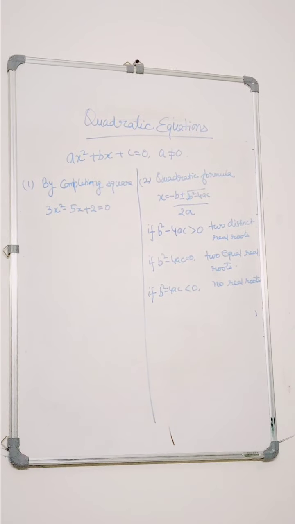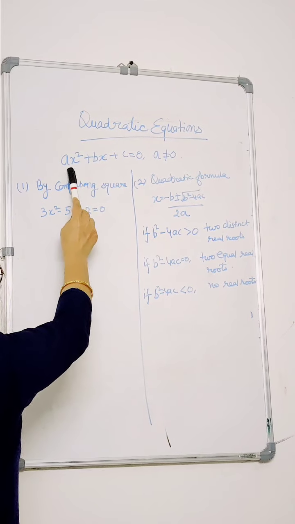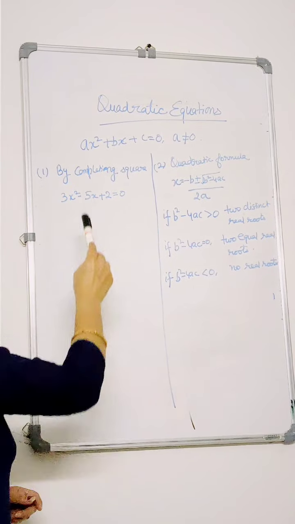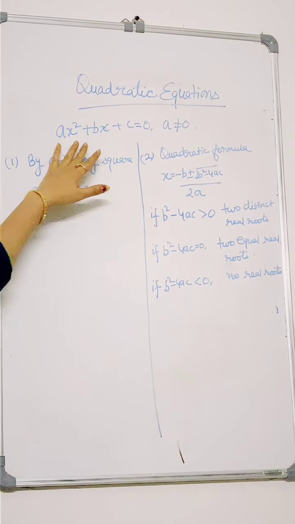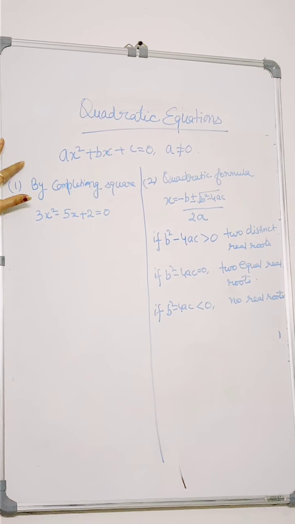Now quadratic equations. As you know, a quadratic equation is in the form ax square plus bx plus c is equal to 0, where a is not equal to 0. Because if a is equal to 0, then it becomes a linear equation. Now there are two methods. In fact, there are three methods.